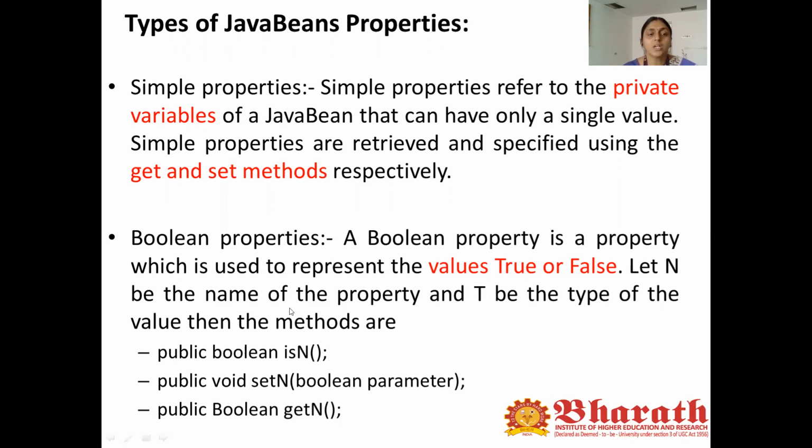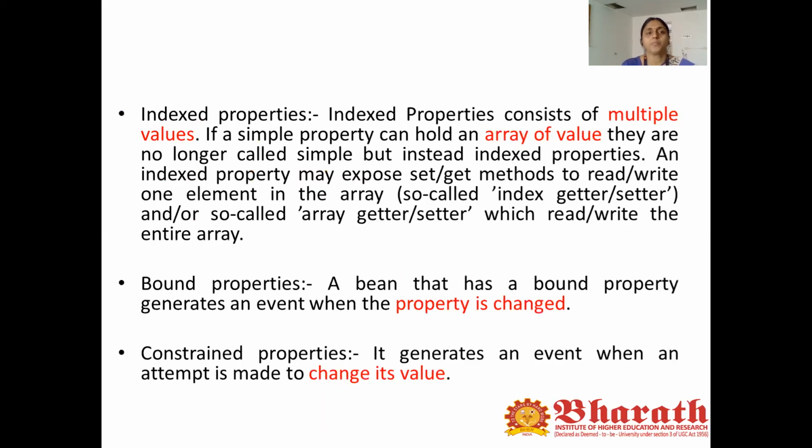And the last function is public boolean get n. That is, we are going to get the current state of the property. If the property is set, then you will get the Boolean value as true. If the property is not set, then we will get the Boolean value as false.